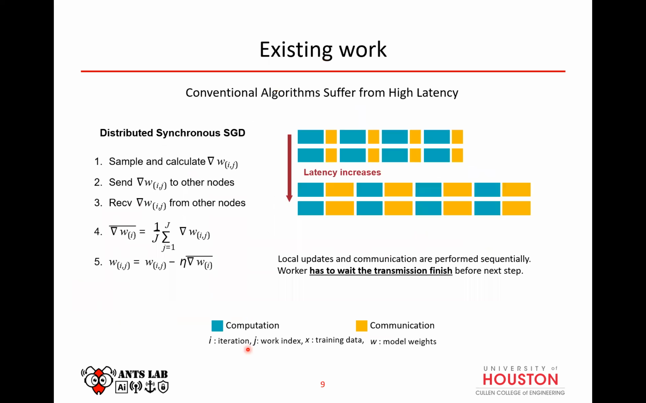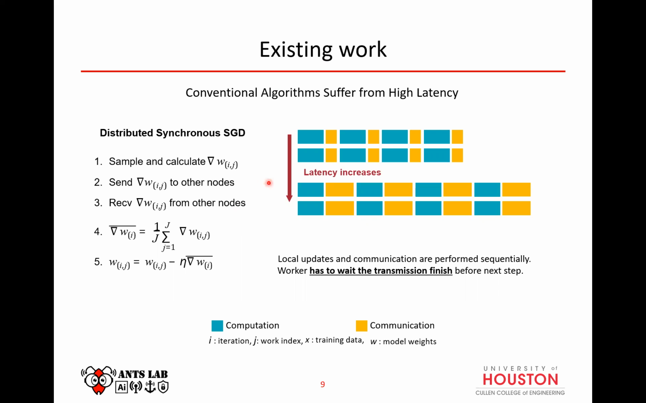The existing work that we have seen, which mainly focuses on communication efficiency, also suffers from the high latency problem. Let's look at the very popular distributed synchronous SGD. There we usually sample and calculate the gradient, which is sent to other nodes. After sharing the gradient updates with each other, the devices perform a local aggregation and compute a model update. So this is the typical flow of the algorithm.